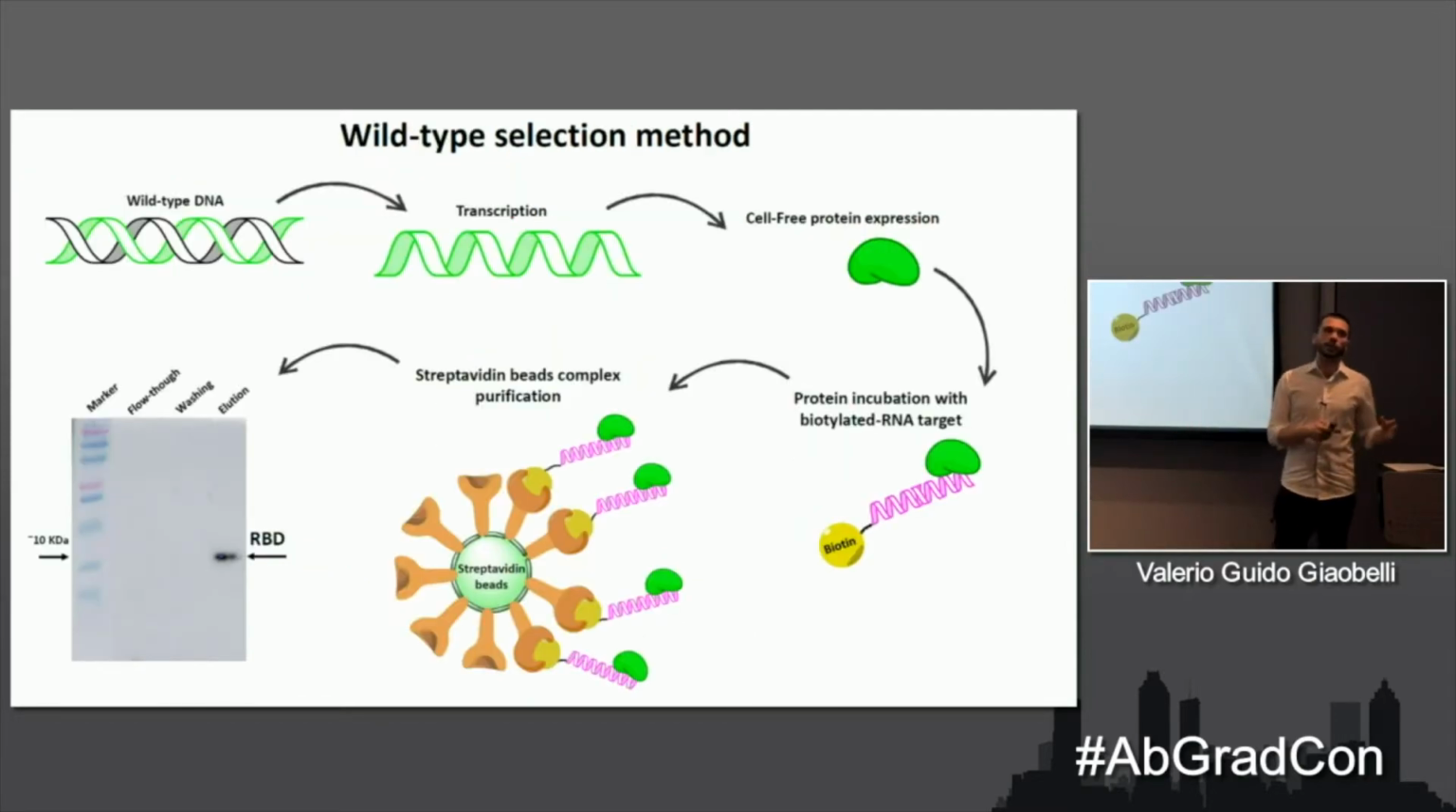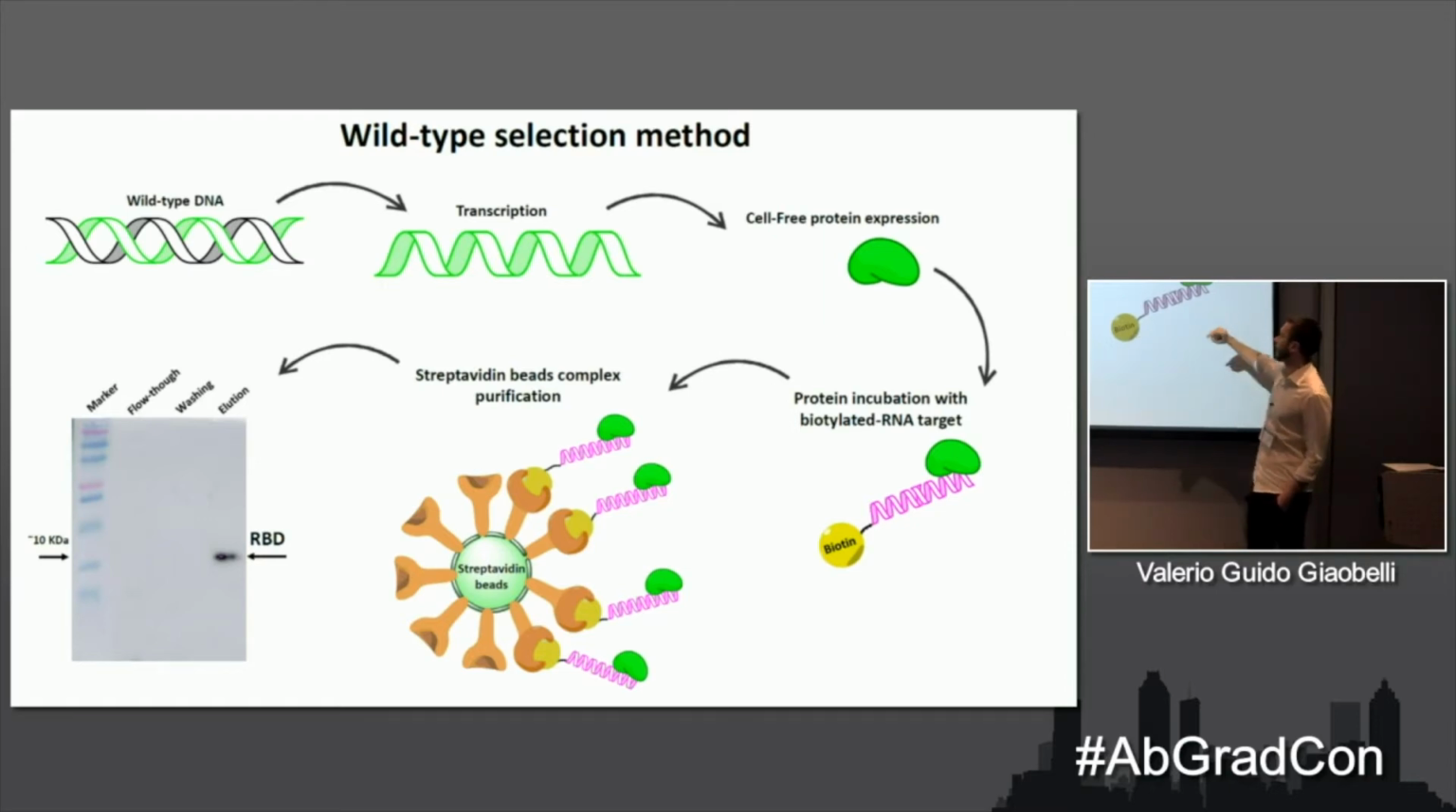But before performing the mRNA display technique, we have to optimize the selection method for the protein, and we optimized it with the wild type. We used a cell-free expression system, meaning that we didn't use cells, but just the extract of ribosomes and all the translation equipment for the expression. The protein was expressed, and after that we incubated it with the target RNA that was functionalized with biotin molecules.